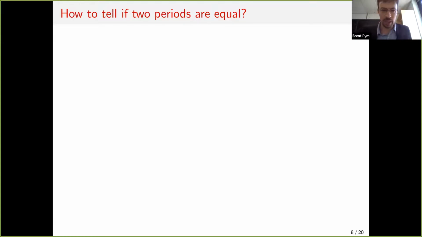So the main thing that I want to talk about is the following question. Let's suppose that I have two numbers which I know are periods. How can I tell if they are equal? Well, in calculus, we learn some tricks, well, maybe not obvious, but they're obvious to us now that we know calculus. So, for instance, integrals are linear, they're additive.